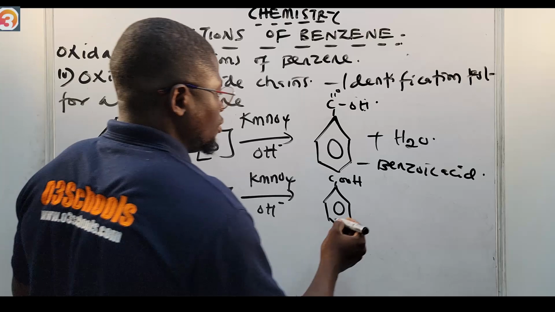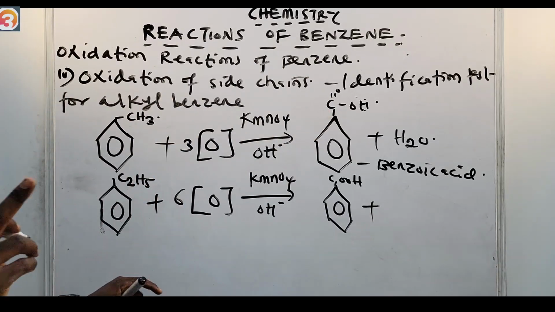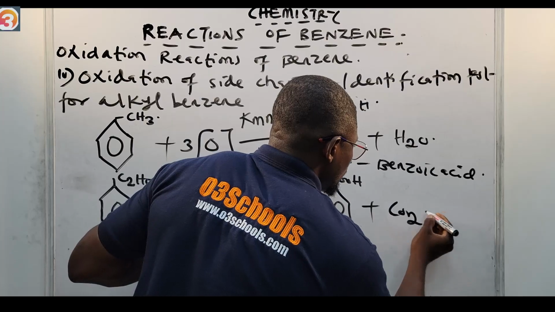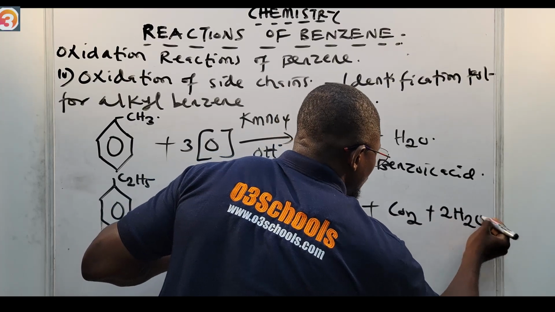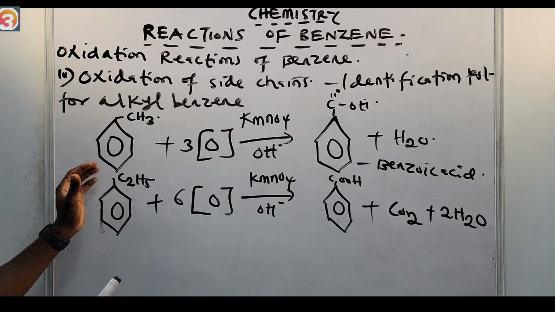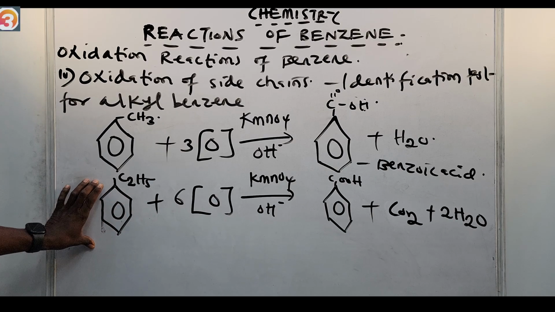Then of course we also have other products of reaction, which are CO2 and H2O. CO2 plus 2H2O. So this is the balanced reaction for ethyl benzene.